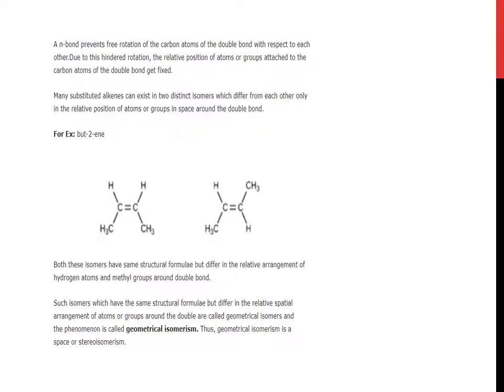Many substituted alkenes can exist in two distinct isomers, which differ from each other only in the relative position of the atoms or groups in space around the double bond. For example, but-2-ene. Here is the example on the screen. Carbon double bond carbon, and here are the two methyl groups. If the two methyl groups are on the adjacent position, then it is cis. If they are at the opposite, then it is trans.